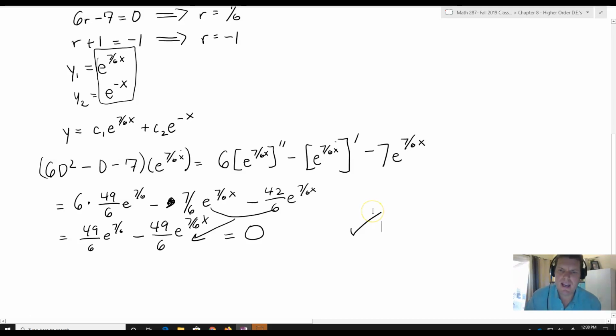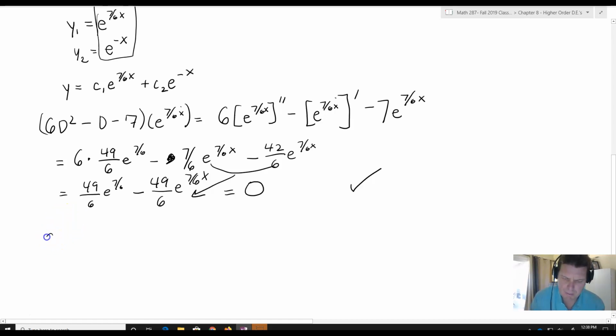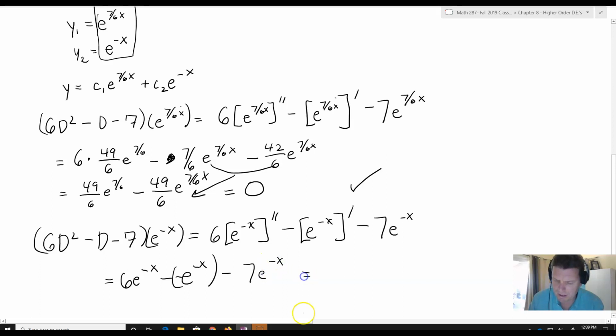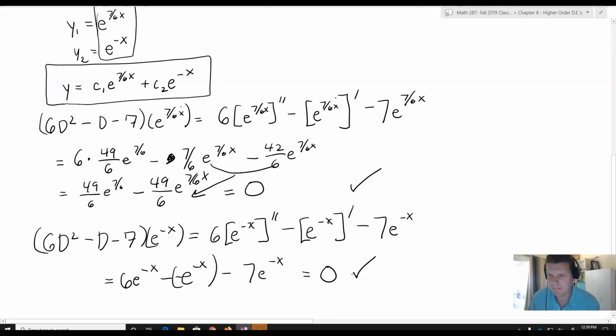Second one, e to the negative x. Okay, so let's take e to the negative x. So we've got 6D squared minus D minus 7 applied to e to the negative x, which is going to equal 6 times the second derivative of e to the negative x, minus the first derivative of e to the negative x, minus 7 e to the negative x. And this is then going to equal 6 e to the negative x minus negative e to the negative x minus 7 e to the negative x, which, combining like terms, ends up equaling 0. Check. Also a solution. So our general solution is going to be this guy right here. There's the general solution to the second order differential equation. Done. Awesome.